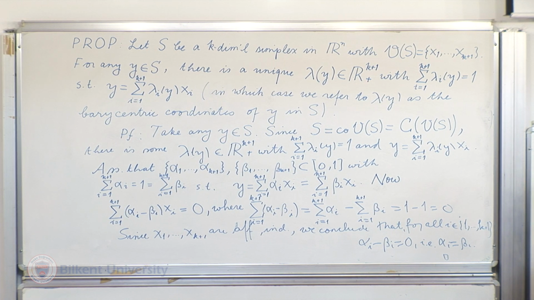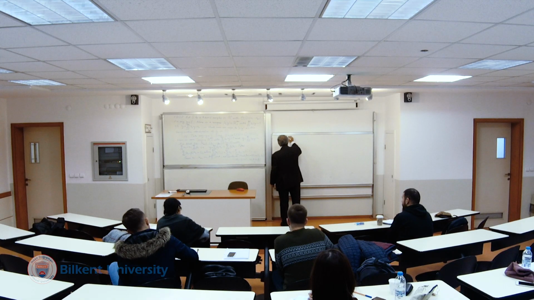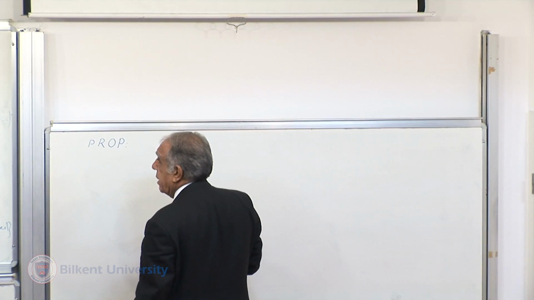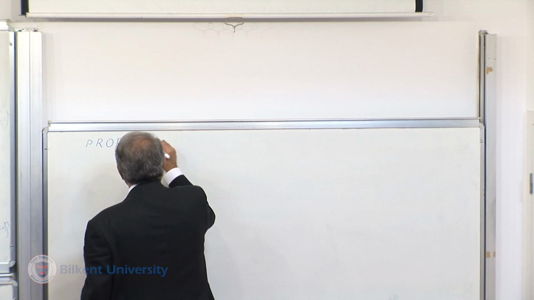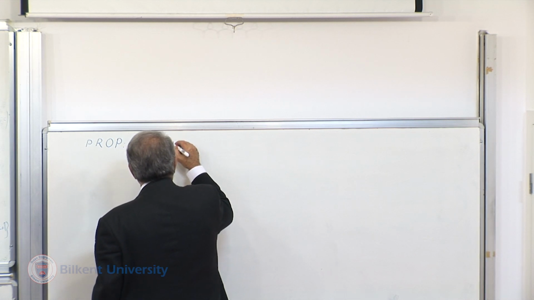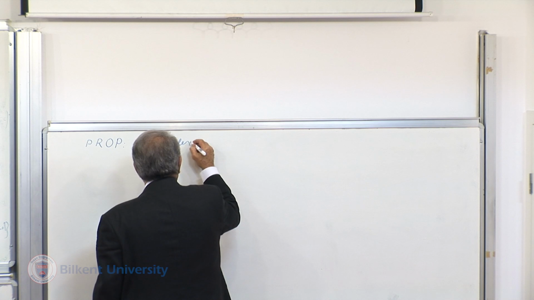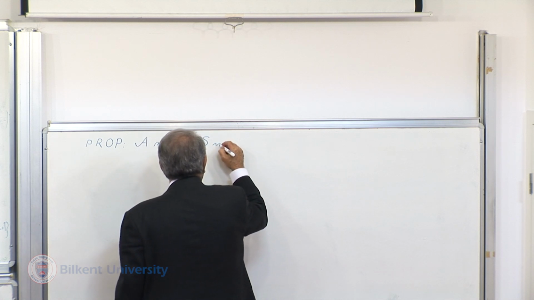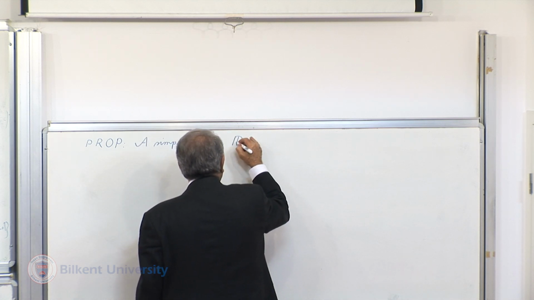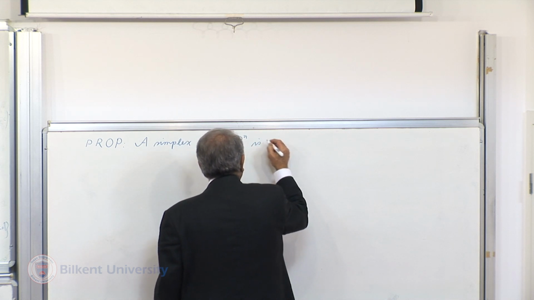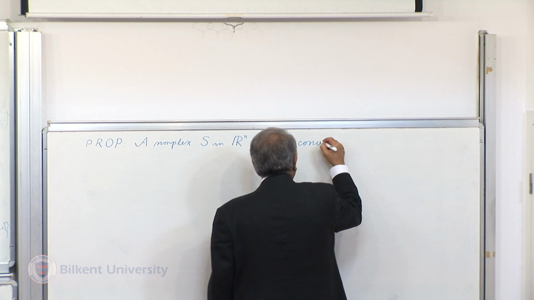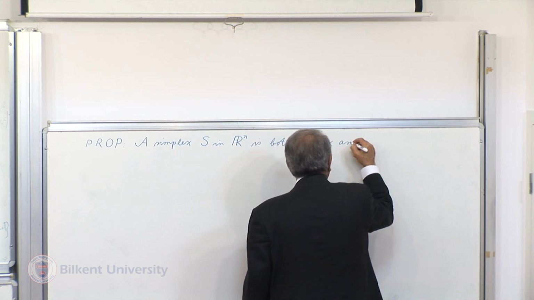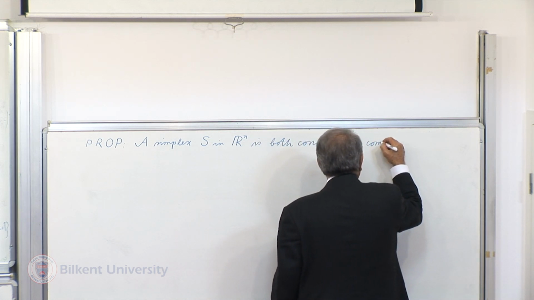Finally, one last proposition. It's a simple one, but for the sake of completeness, let's include that. A simplex S in Rn is both convex and compact.